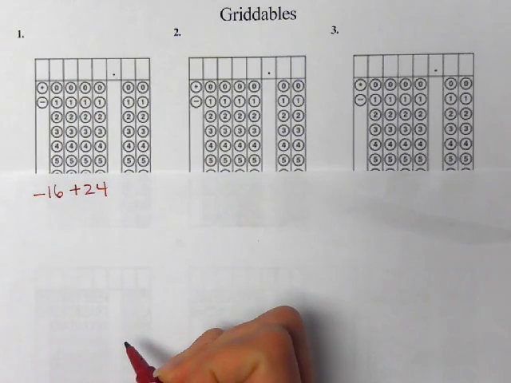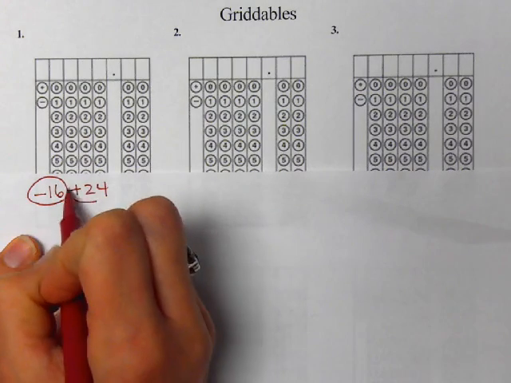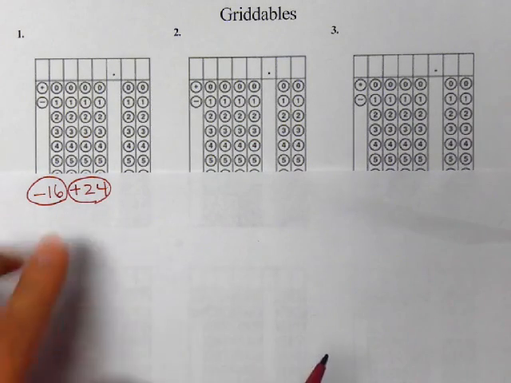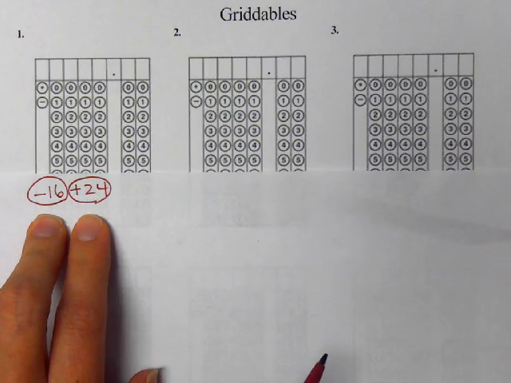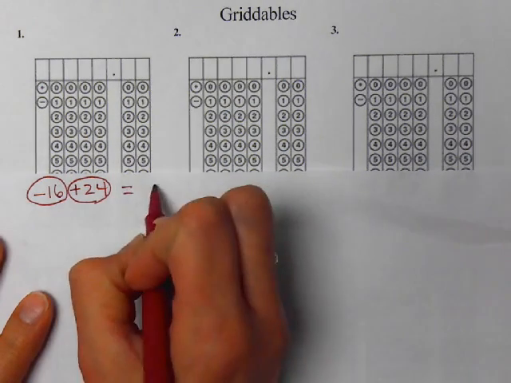When I typically work out these problems, I circle the sign that's immediately in front of my number. Now I can easily tell, okay, my signs are different. So when my signs are different, I'm going to find the difference between the two. Difference means to subtract, right? So 24 minus 16, that is 8.